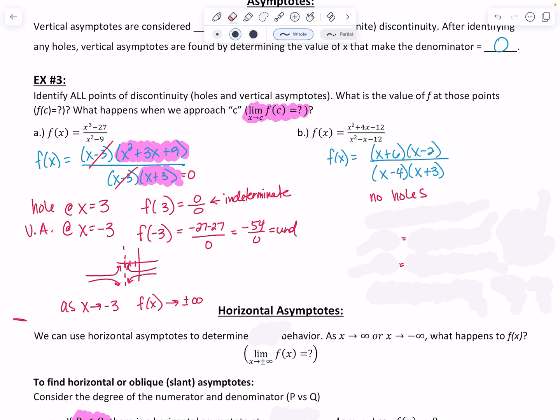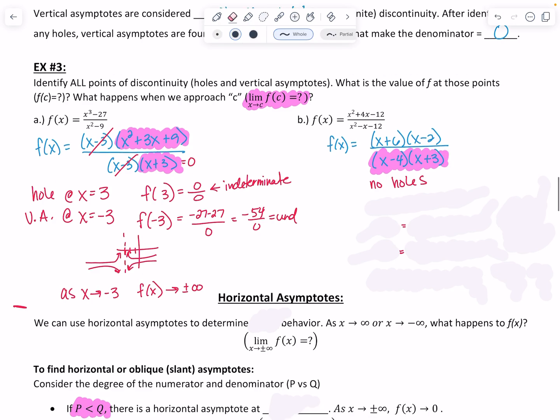So on this graph, there will be no holes, but what will there be? It looks like there are 2 places in the denominator, 2 x values that could cause that denominator to equal 0, which means we have vertical asymptotes. We have non-removable discontinuity at x equals -3 and x equals +4. So if you imagine what the graph might look like, I know that there are no holes, but there is going to be a vertical asymptote at x equals -3, and x equals +4, right?